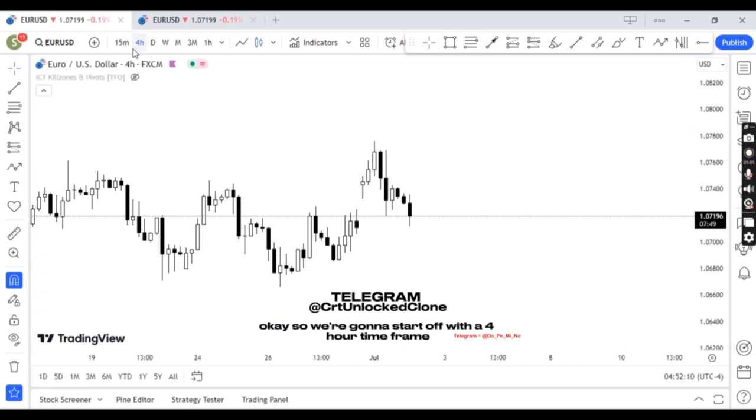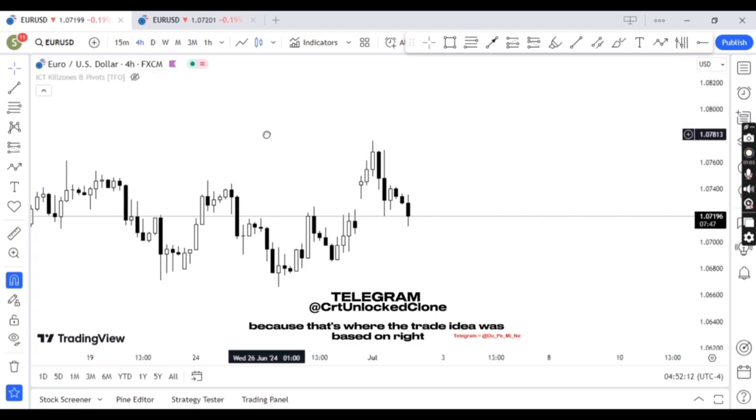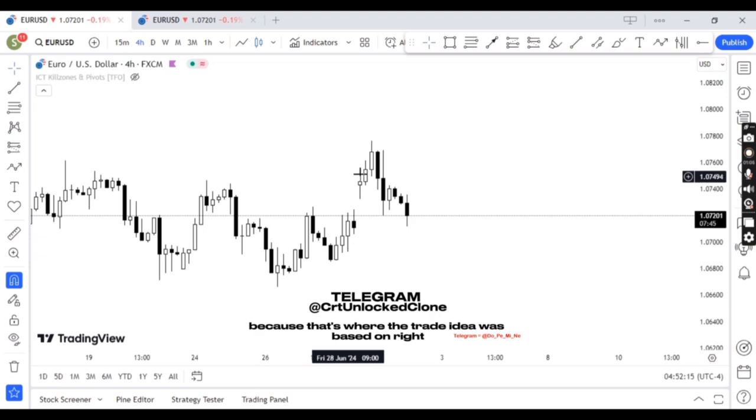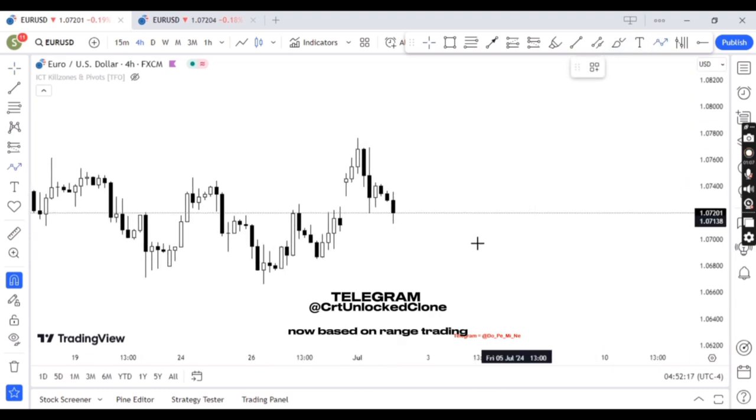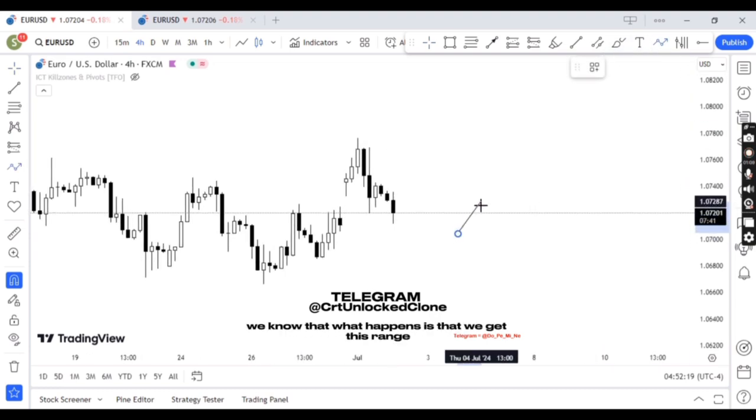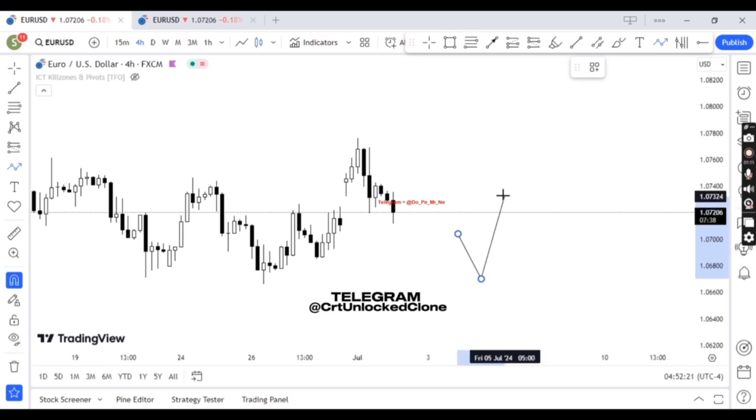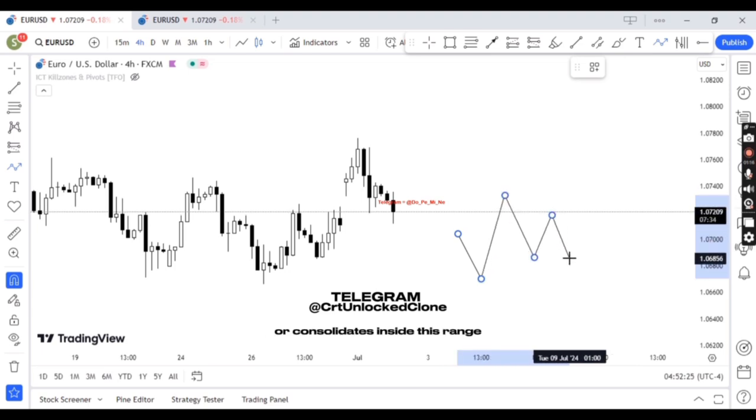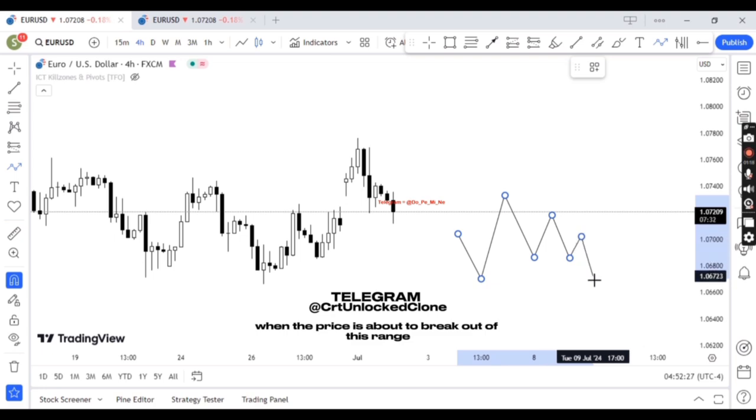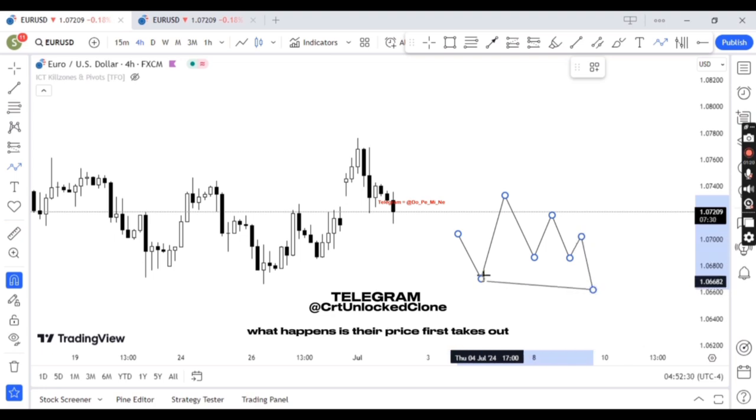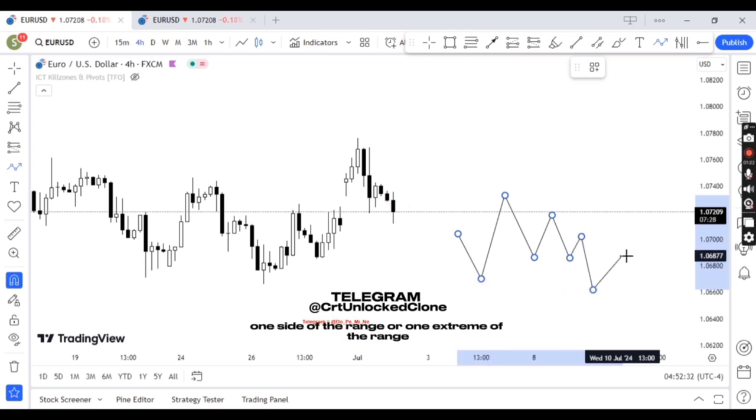Okay, so we're gonna start off with the 4 hour time frame because that's where the trade idea was based on, right? Now, based on range trading, we know that we get this range low and range high right here. Price ranges or consolidates inside this range. And then when price is about to break out of this range, price first takes out one side of the range or one extreme of the range, and then the drawn liquidity for us becomes 50% of that particular range and then the opposing end of that range, right?